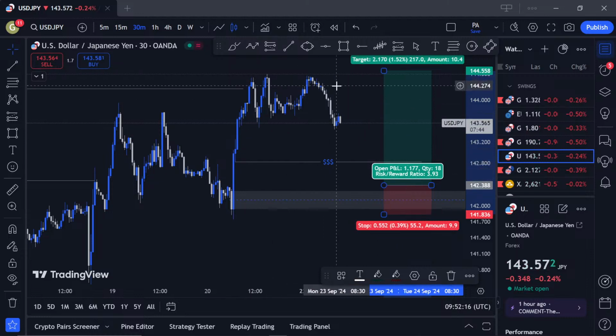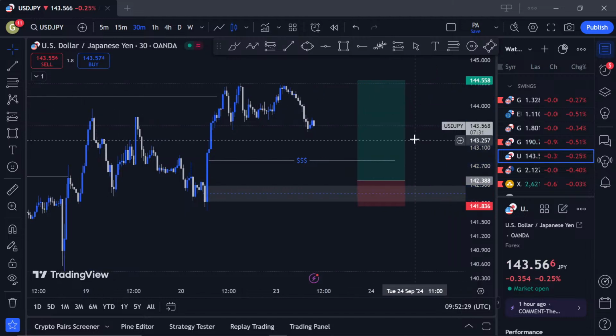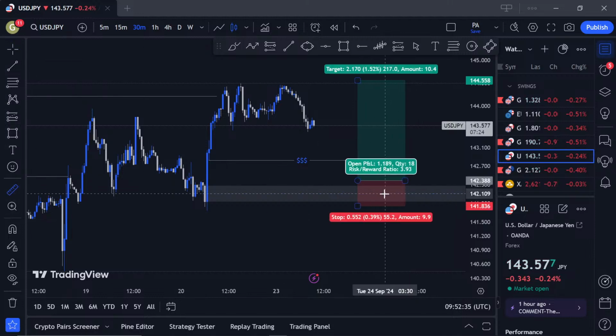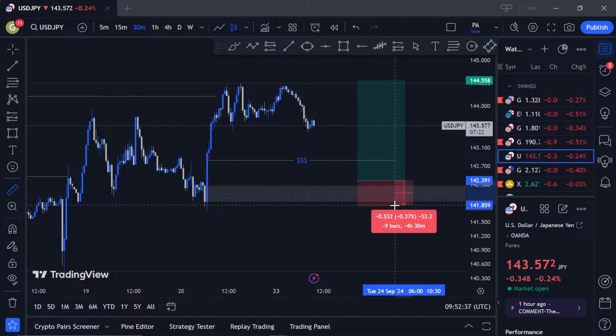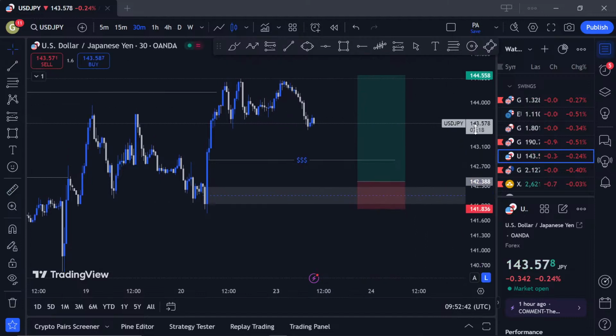So for that, I'm waiting for this on USD JPY. Market trades to my level right here, gives me a bullish close, and then I'll take the buy from 142.388, and then take my TP at 144.558, and my stop loss at 141.836. So this should be about 50 pips, I think. Yeah, about 50 pips as stop loss position, which is more understandable. So now this is the next one on our list, so I'm just going to mark it as well.